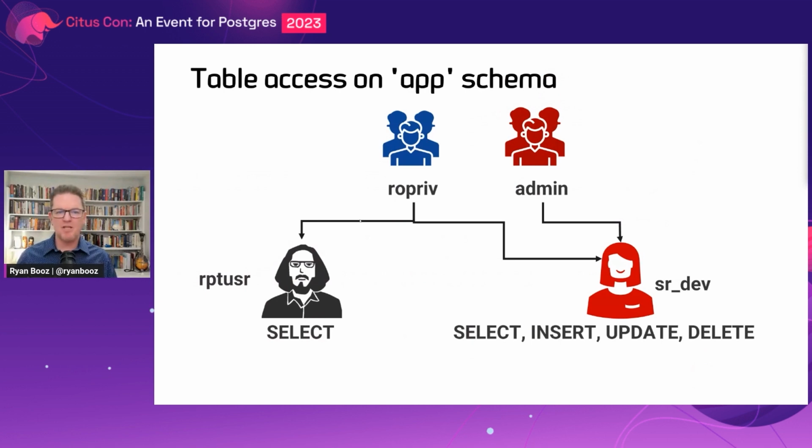Now, graphically, that might look something like this. It's probably not surprising, but if I had maybe a schema called app and I had just granted access at various levels to these group roles, I can then apply membership and they overlap.